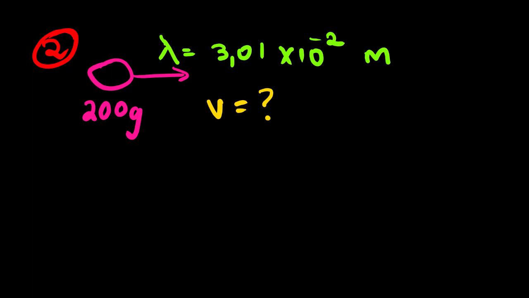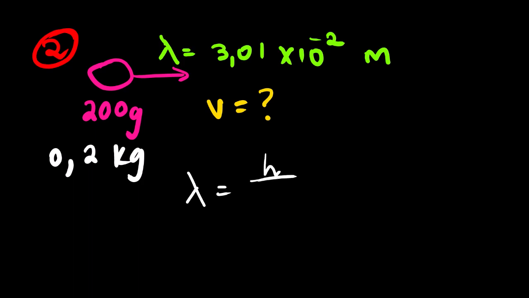Now, how do we convert grams to kilograms? We divide by 1000. So 200 grams divided by 1000 will be 0.2 kg. Remember the basic SI unit, the mass should be in kg. So when you are given grams, you should convert before you substitute. So the equation is the wavelength equals to the Planck's constant divided by the momentum.